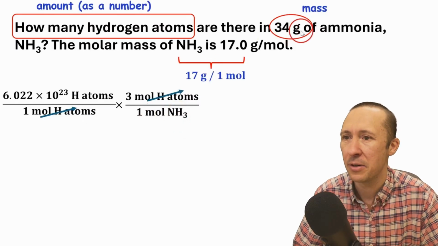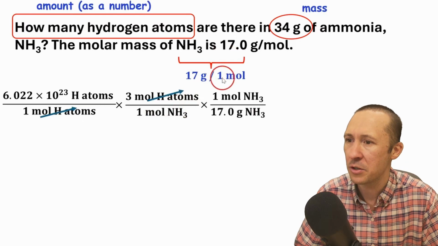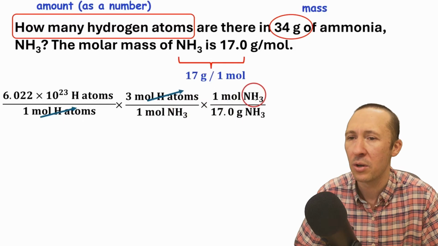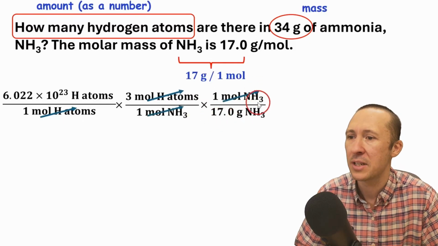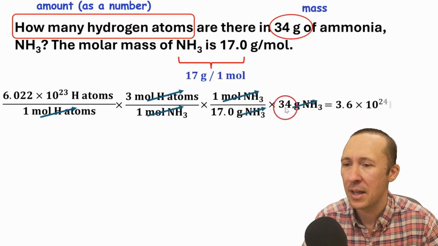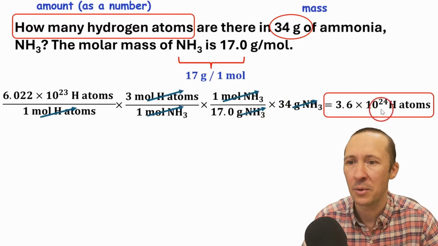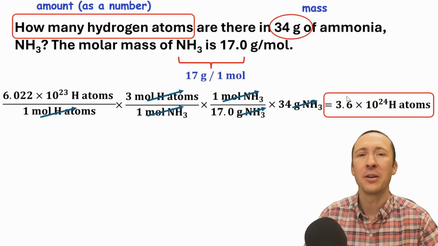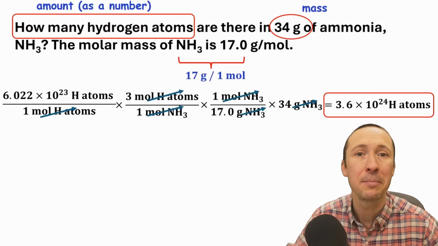We need to get to 34 grams, so we've got to convert moles to grams. So we'll use this conversion right here, and we need to cancel out moles. So we'll have moles on top, 1 mole of NH3 for every 17.0 grams of NH3. Moles cancel out, and now we can multiply by the 34 grams of ammonia. That cancels out to give us the number of H atoms, 3.6 times 10 to the 24 H atoms to 2 sig figs.